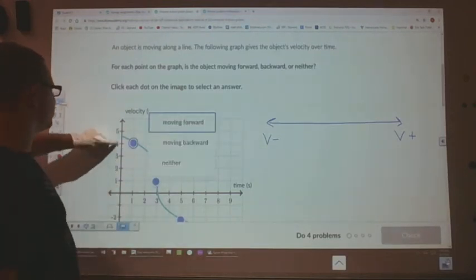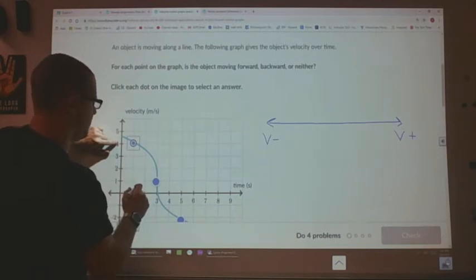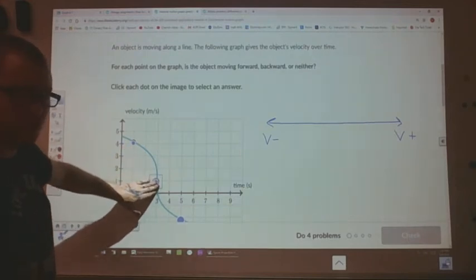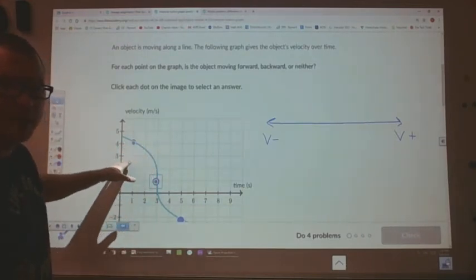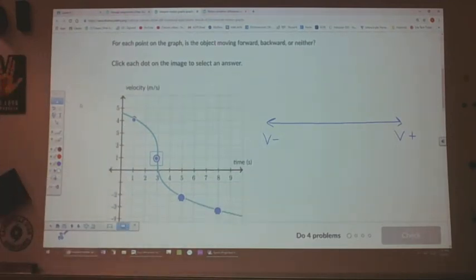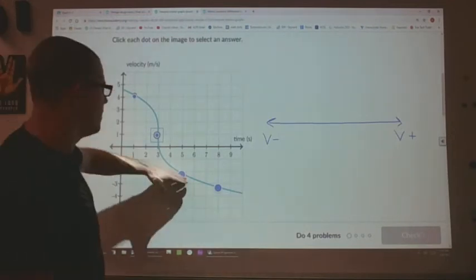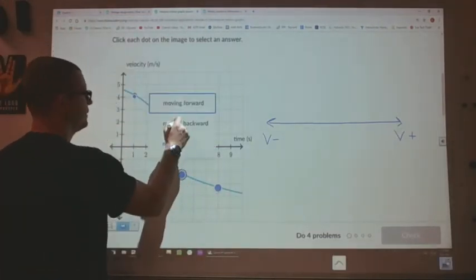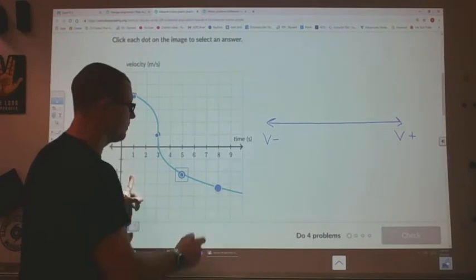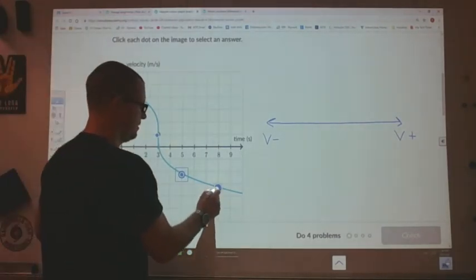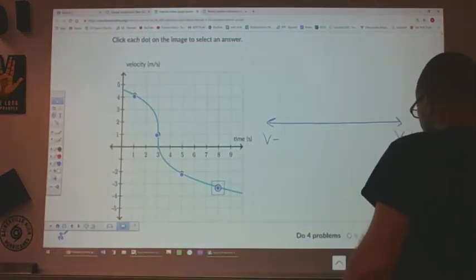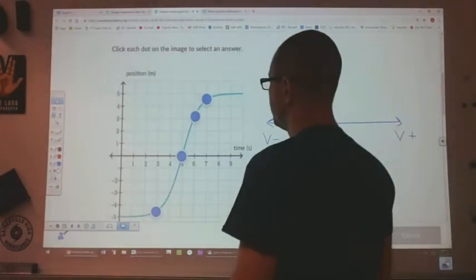So here, where our velocity is 4, he's moving forwards. Here, where our velocity is 1, he's still moving forward, granted at a slower pace, so he is slowing down with that negative slope, but he's moving forwards. And then both of these are negative velocities. Moving backwards at 2 meters per second. Here he's moving backwards at 3 meters per second. So we have to interpret what that means. There we go. So the next one.